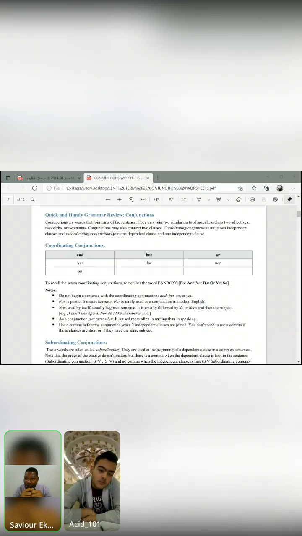We have an acronym for all these, and we call it FANBOYS. Where F stands for for, A stands for and, N stands for nor, B stands for but, O stands for or, Y stands for yet, and S stands for so. So if you remember FANBOYS, you will remember all the coordinating conjunctions. To recall the 7 coordinating conjunctions, remember the word FANBOYS: for, and, nor, but, or, yet, and so.